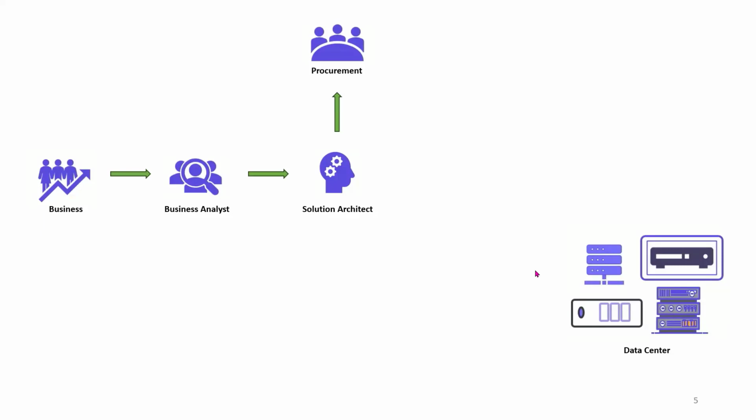So what the infrastructure team will do is check whether the entire infrastructure that is required for the application is available within the data center or not. If it is already available within the data center, then there is no issue. But if it is not available, the solution architect will create a request to the procurement team.